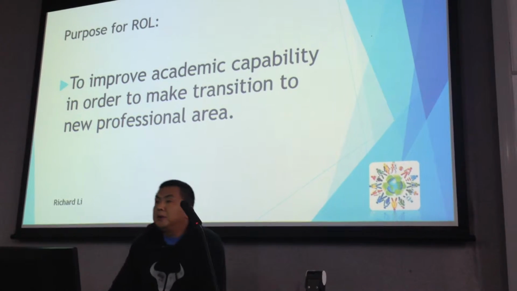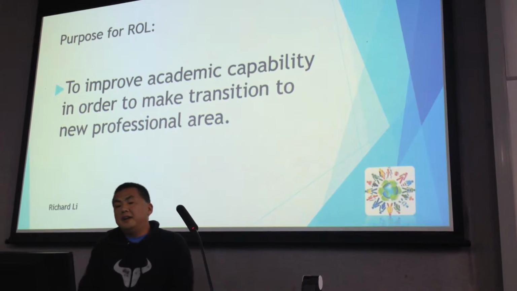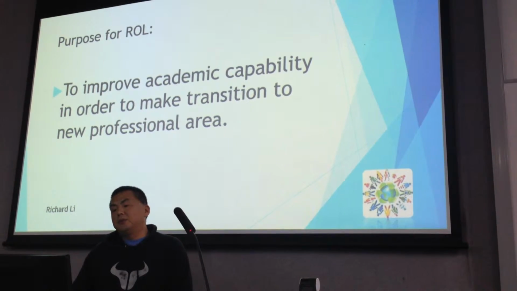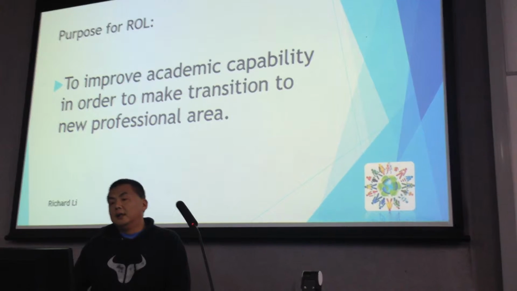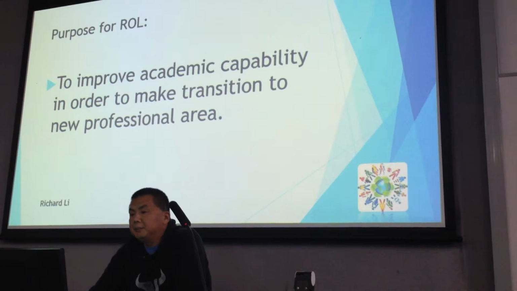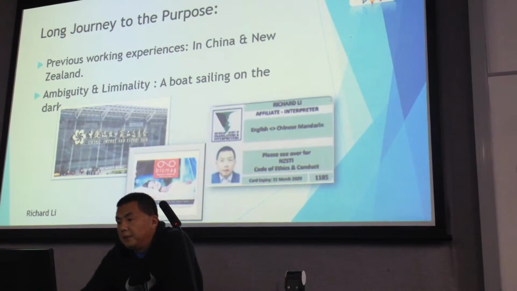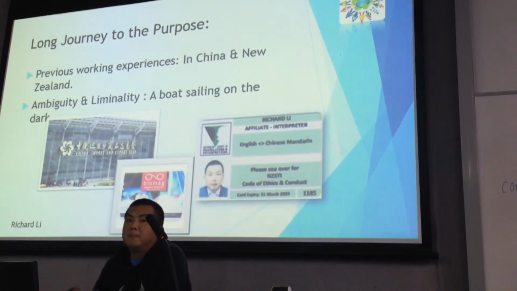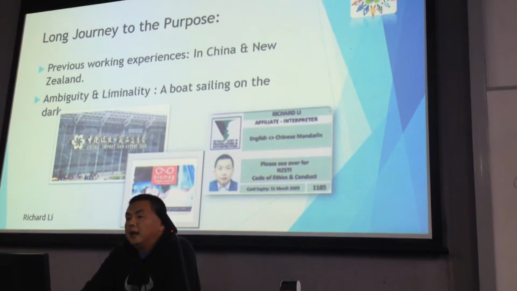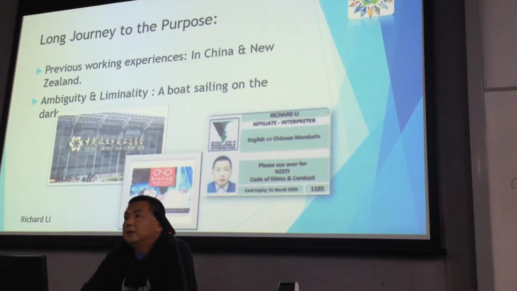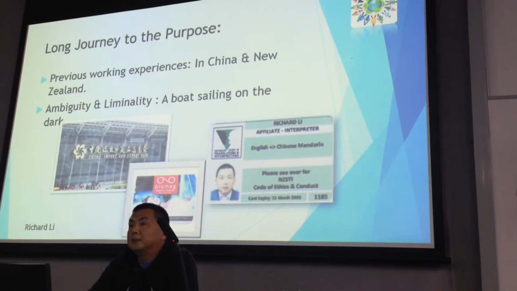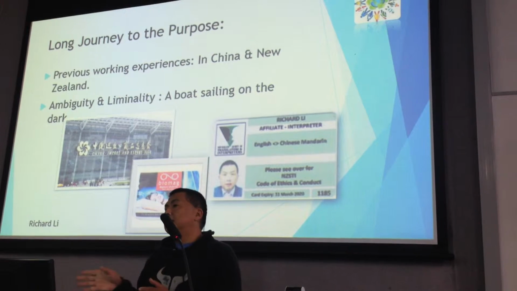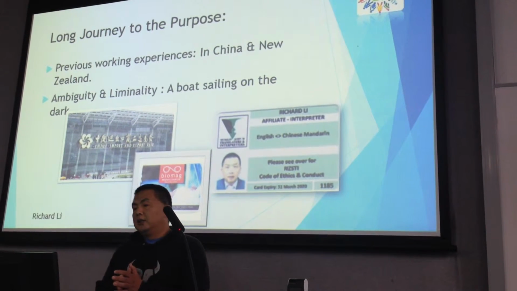The purpose of the review of learning is to improve academic capability in order to make a transition to a new professional area. I want to explain this because, compared with many of us in this classroom, I am totally different from most of you, because I don't have any relevant practical experience in this professional field.